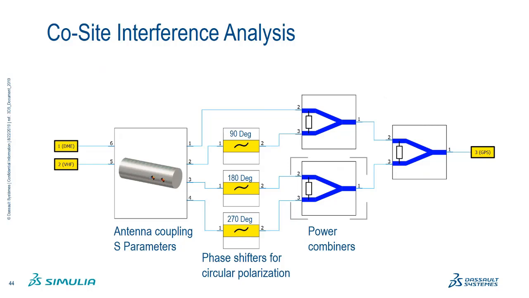So here's the schematic for the coupling analysis. The antenna coupling S parameters from the CST Studio simulation are available in the block, and several circuit components are added around this. For GPS, we're modeling some phase shifters using different lengths of transmission line, 90, 180, 270 degrees phase shifts. And then we use power combiners to collect the power of the GPS receiver. Overall, this creates a 3-port system. Port 1 is the DME, port 2 VHF, port 3 GPS.